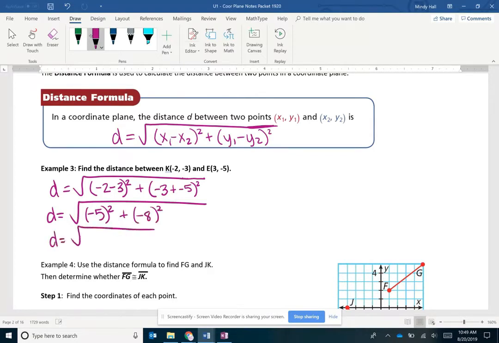5 squared becomes 25, and -8 squared becomes 64. So then 25 plus 64 gives you 89. So we just have the square root of 89, and we don't have any other answer beyond that.